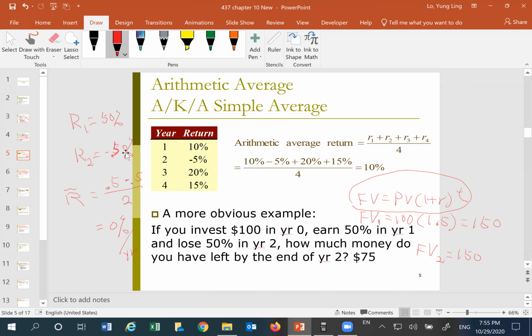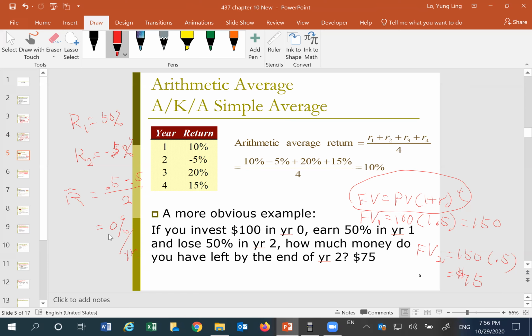So 1 plus negative 50% will give me 0.5. Okay, so by the end of year 2, I have only $75 left. If you cannot think of that intuitively, you can always use the mathematical equation to calculate this. Which tells us that we have lost a total of 25% of the $100 invested, even though the arithmetic average tells us that we have not lost anything, right?